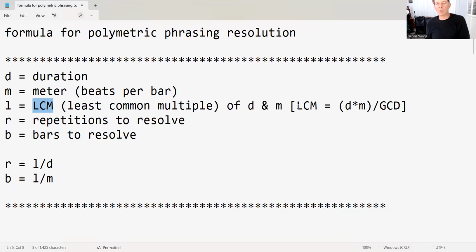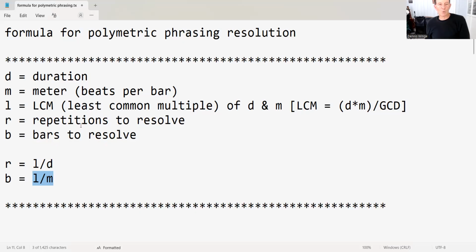As a side note, the least common multiple is D times M divided by the greatest common divisor. I will get into some examples of how you calculate the LCM. Once you get the LCM, you can find the number of repetitions by doing L divided by D, and the number of bars it'll take to resolve will be L divided by M.